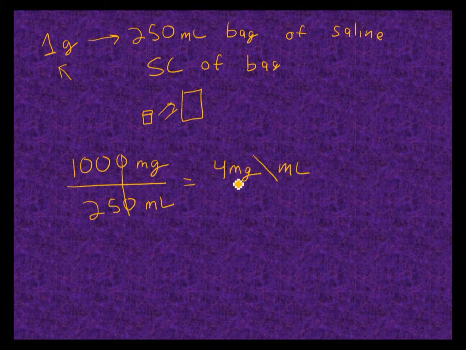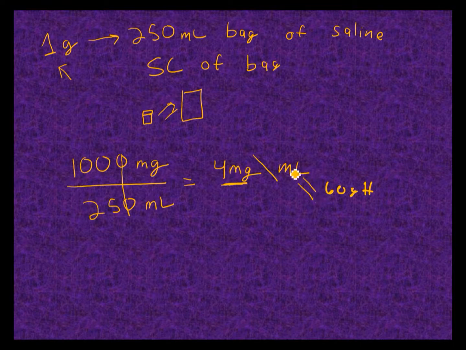25 goes into 100 4 times. So every time a milliliter of that fluid comes out of the bag, it has 4 milligrams of this medication in it. Well, now look, if I was to tell you you were doing a 60 drop set, how many drops would that be? Well, remember we talked about when you use a 60 drop set, every 60 drops is 1 milliliter. So every 60 drops is 4 milligrams because these two are equal.